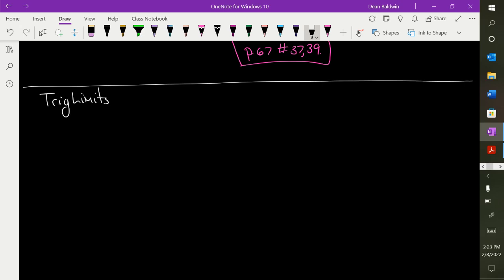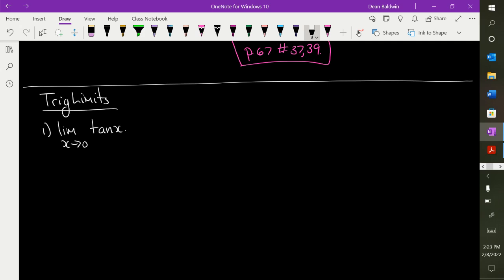All right, everybody. So, trig limits. Now, if you have a trig function that is defined at the point that you're going to, just like any other function, you can solve the limit as we normally do. So, for example, if I say the limit as x goes to 0 of tan x.